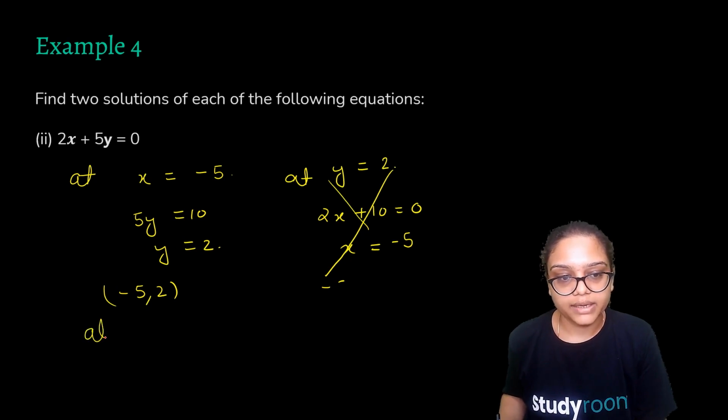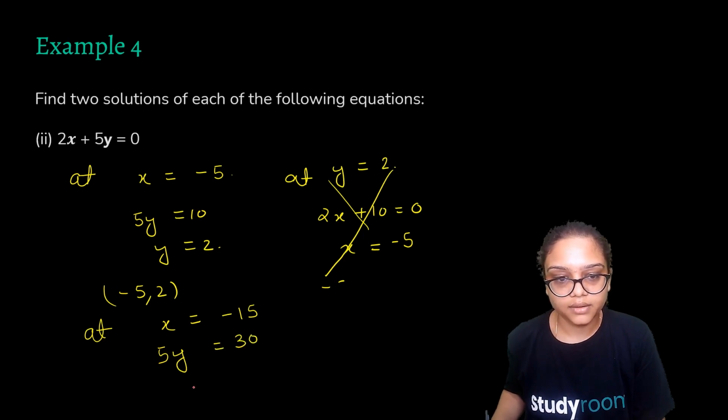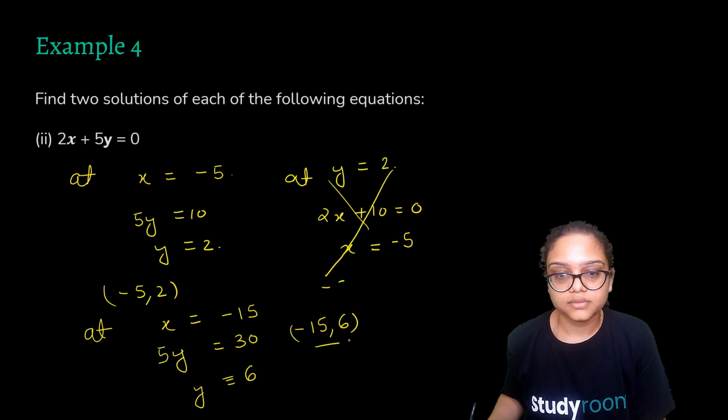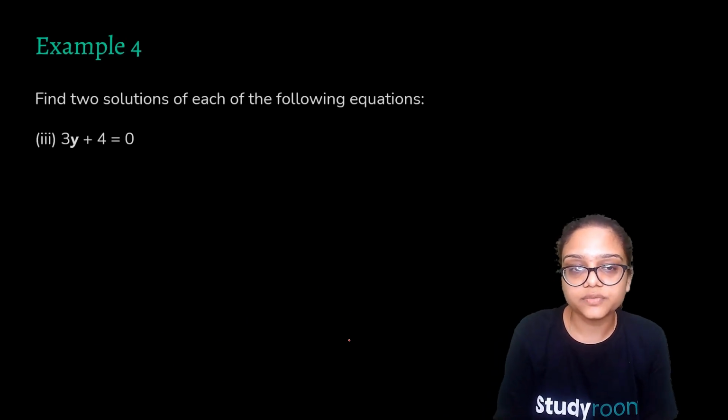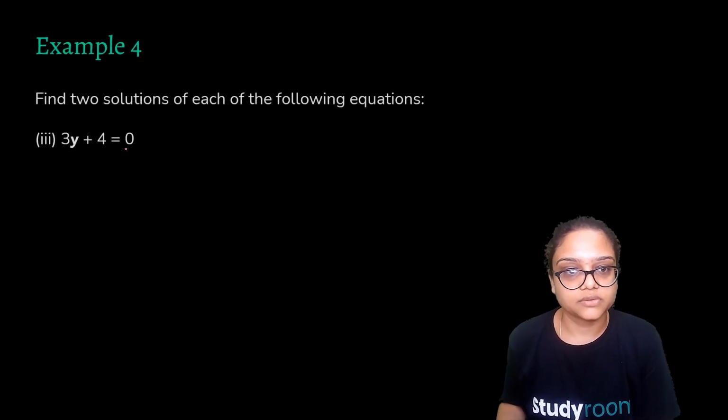At x equals minus 15, suppose, 5y equals 30, y equals 6. So this would be minus 15 comma 6. So nothing to worry about. We just need to put different values. Find two solutions for each of the following equations.